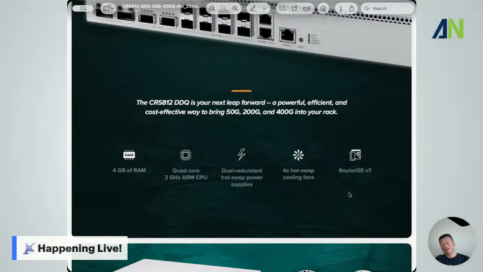I know that most of you in the market have been using MikroTik for a very long time. You like version 6, yes, but there are some features in version 7 that can only be supported in the newer software and newer kernel. So unfortunately, for example, this CRS812 doesn't support RouterOS version 6.